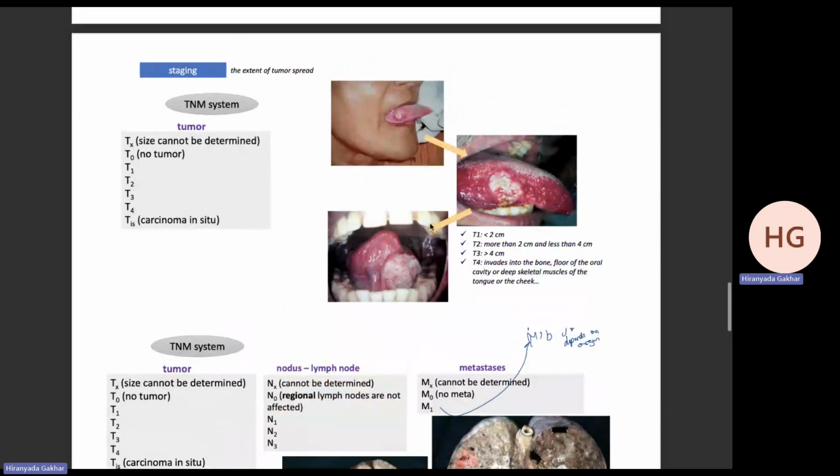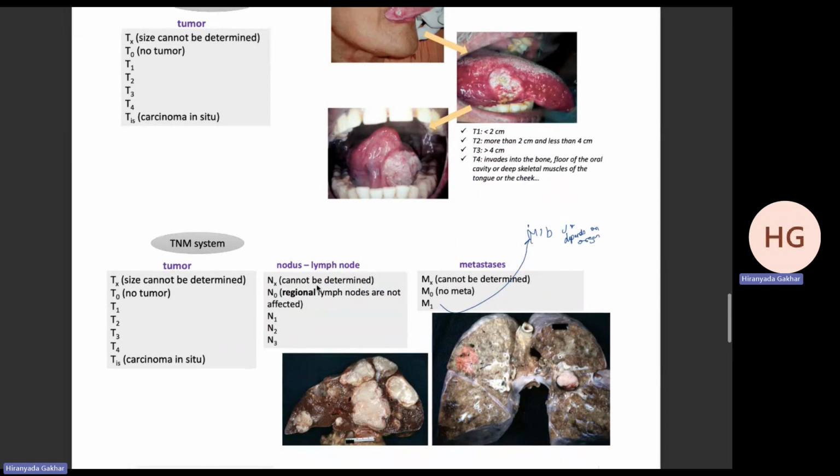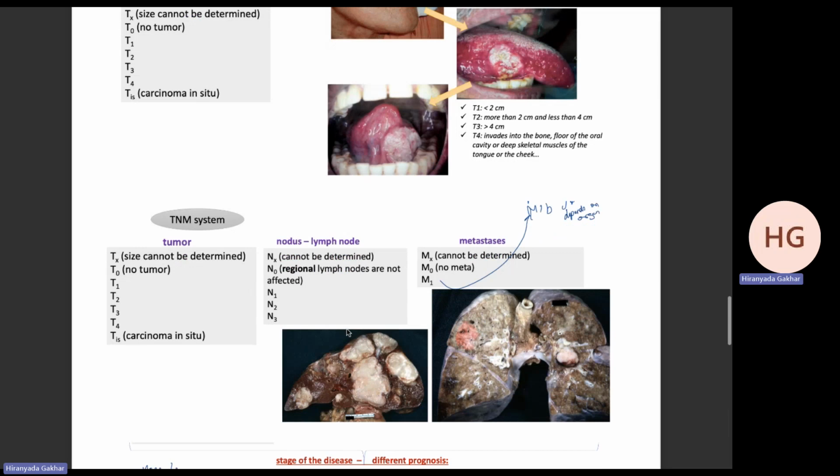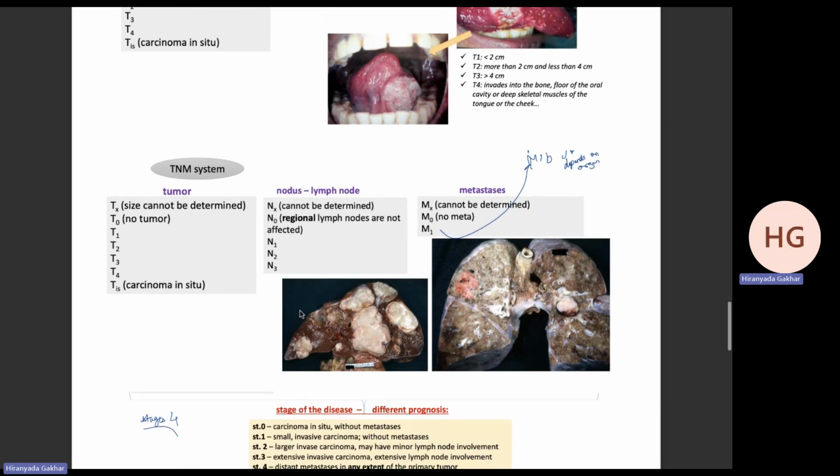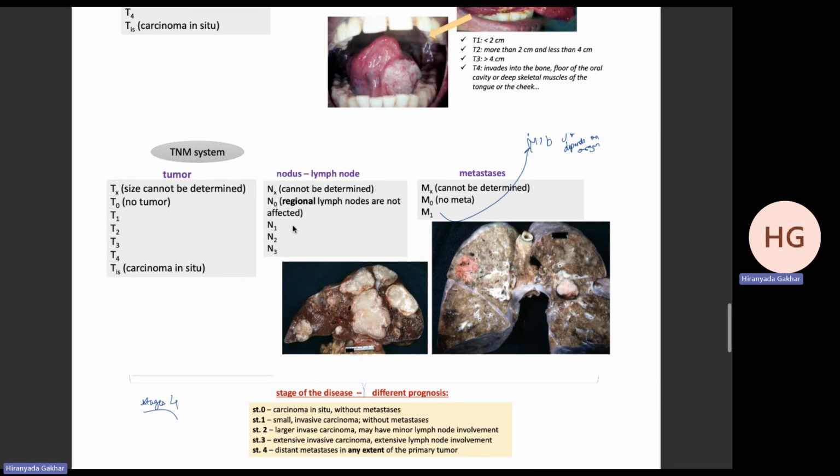Then we move on to the N of the TNM system. N comes from the word nodus, which is for lymph nodes. So again, NX means that it cannot be determined. N0, that means the lymph nodes are not affected. And N1 and N2 depend on what lymph nodes are affected.